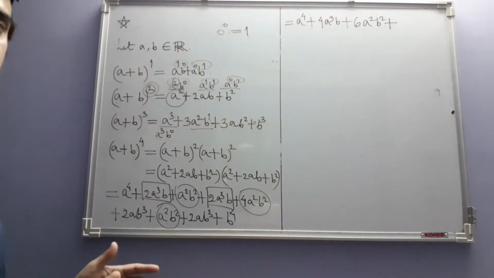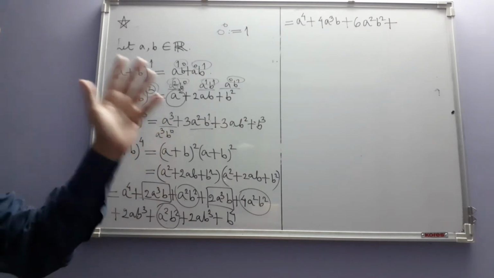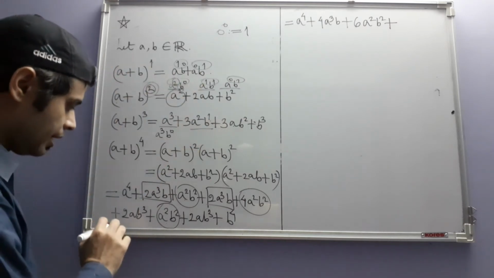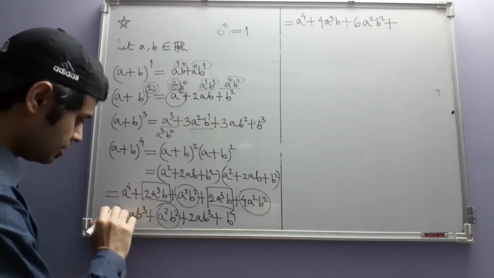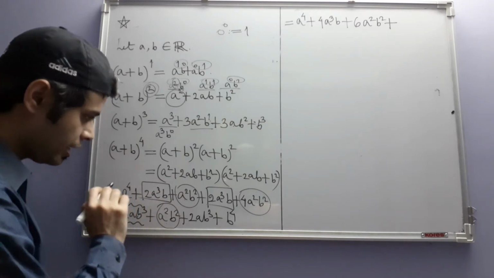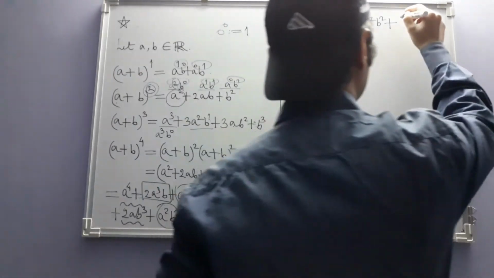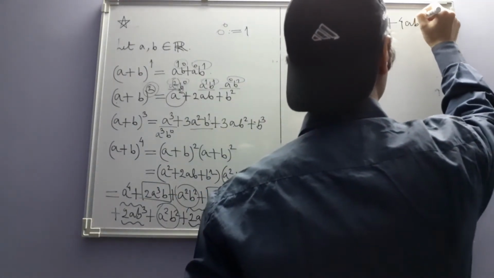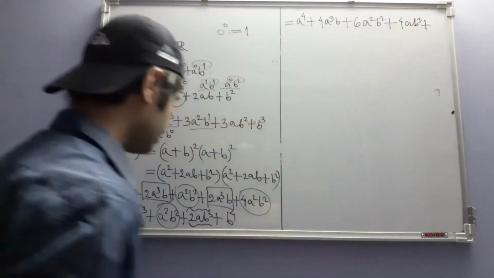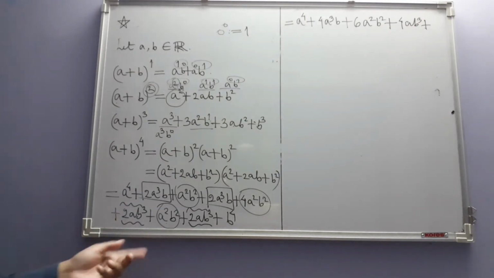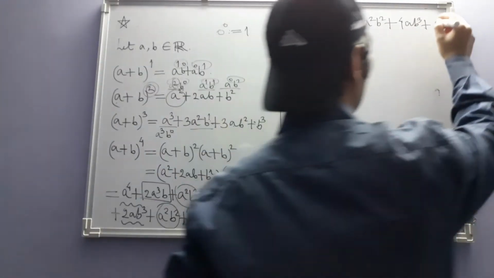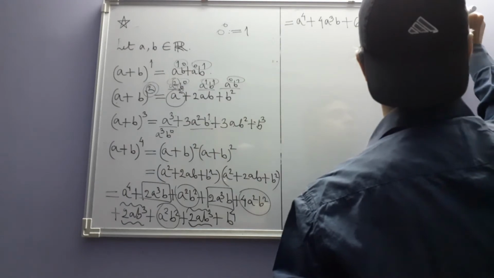Then the next one will naturally be A B cube. So A B cube is, you see this one, 2A B cube and 2A B cube. That means 4A B cube plus finally B to the power 4. There is only one B to the power 4. So plus B to the power 4.